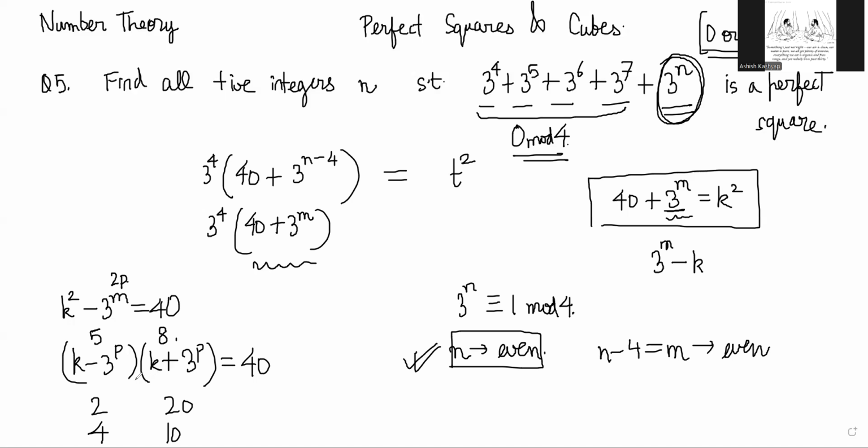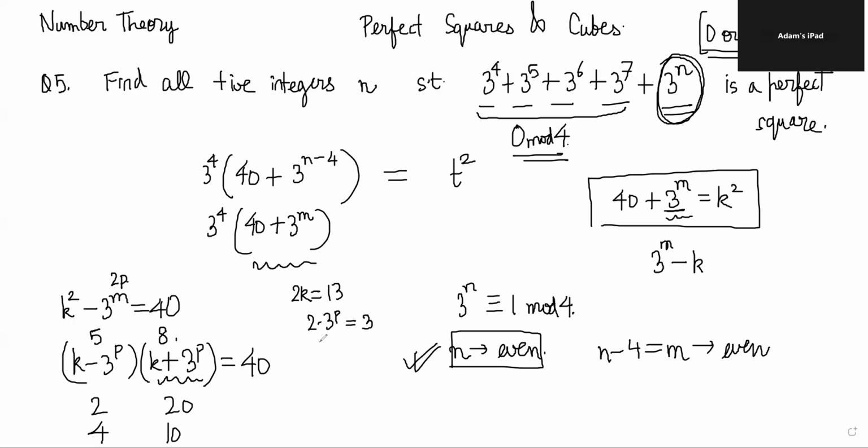But yes, maybe it is too low here. Then p has to be 1 or something, right? Yes. Well, if you use these two, maybe the solution doesn't come. If you add them, you'll get 2k is 13. And if you subtract them, you get 2 into 3 power p is equal to 3, right?